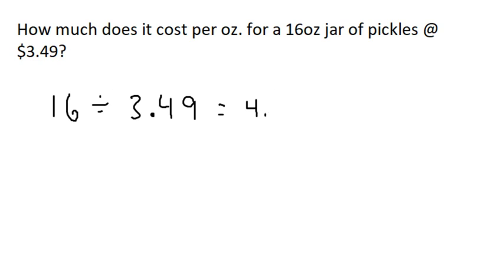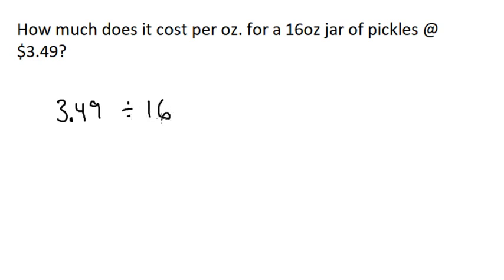Oops, sorry, I wrote that backwards. I said the dollars divided by the ounces, and then I wrote the ounces divided by the dollars. Let me go back. 349 divided by 16. So cost per ounce is dollars divided by ounces. Cost per ounce. So let me do that one again.